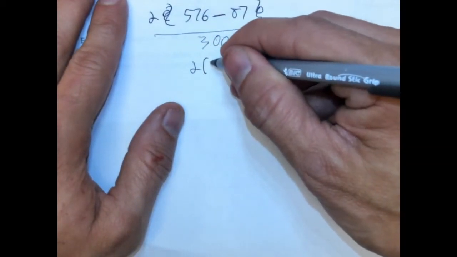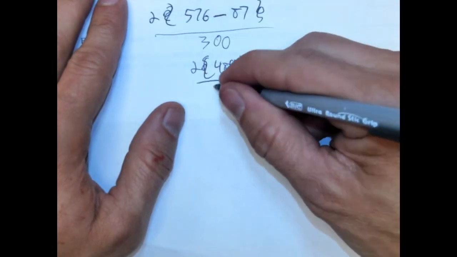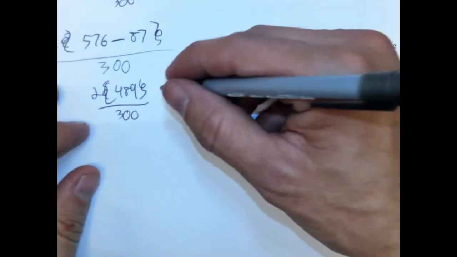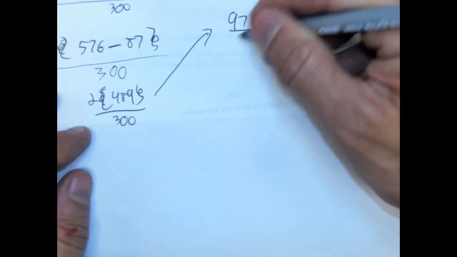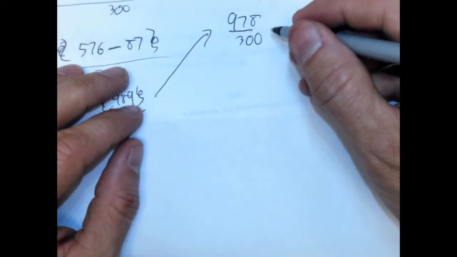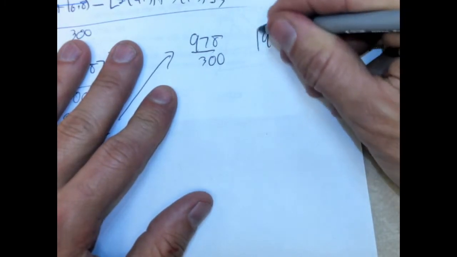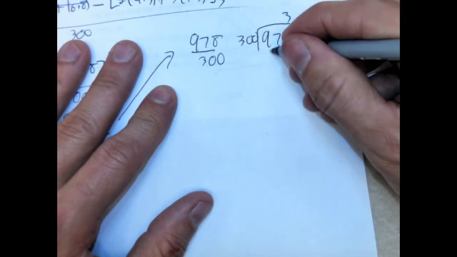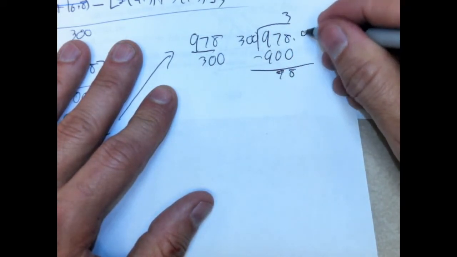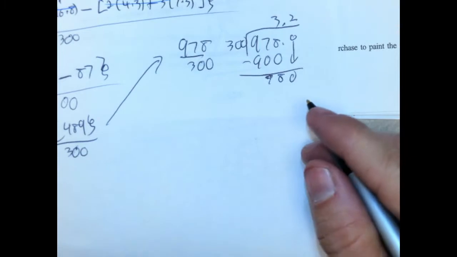So 2 times 489 over 300. And that's going to give us 978 over 300. And that'll go basically 3 and some change. So if we divide that, 978 divided by 300, it's going to be 3 with a fair amount left over. So 3.2 something. So we're going to need 4 gallons because we're going to need more than 3 gallons.